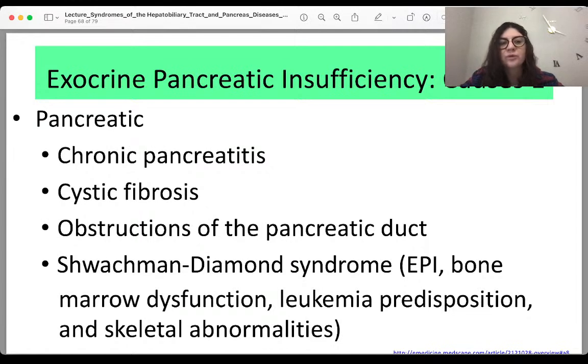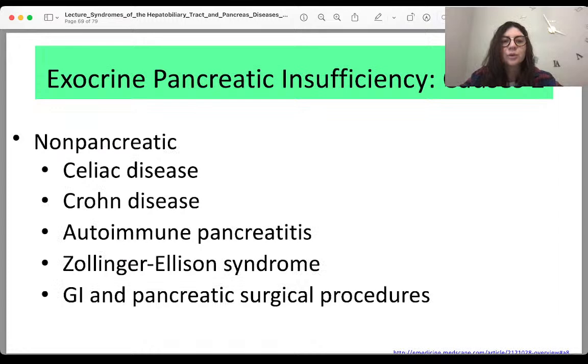Pancreatic causes of exocrine pancreatic insufficiency include chronic pancreatitis, cystic fibrosis, obstruction of the pancreatic duct, Schwachman-Diamond syndrome. It is exocrine pancreatic insufficiency in combination with bone marrow dysfunction, leukemia predisposition, and skeletal abnormalities. And non-pancreatic causes include celiac disease, Crohn's disease, autoimmune pancreatitis, Zollinger-Ellison syndrome, and GI and pancreatic surgical procedures.